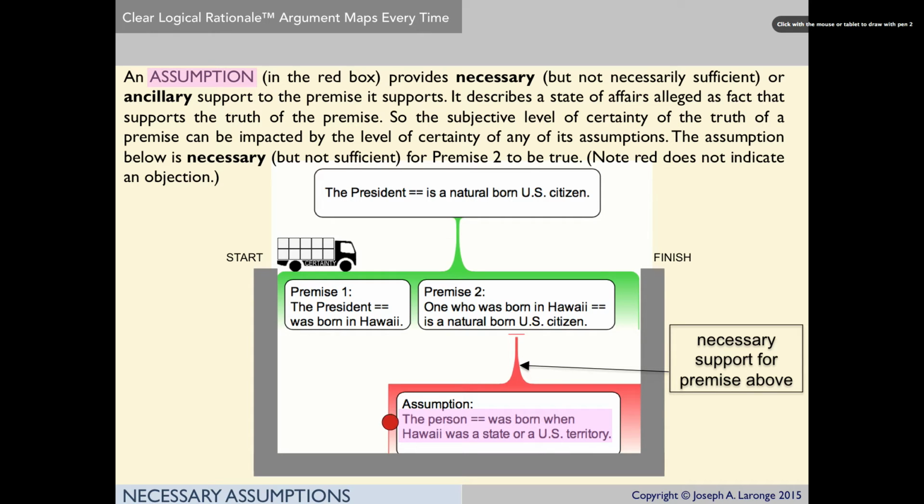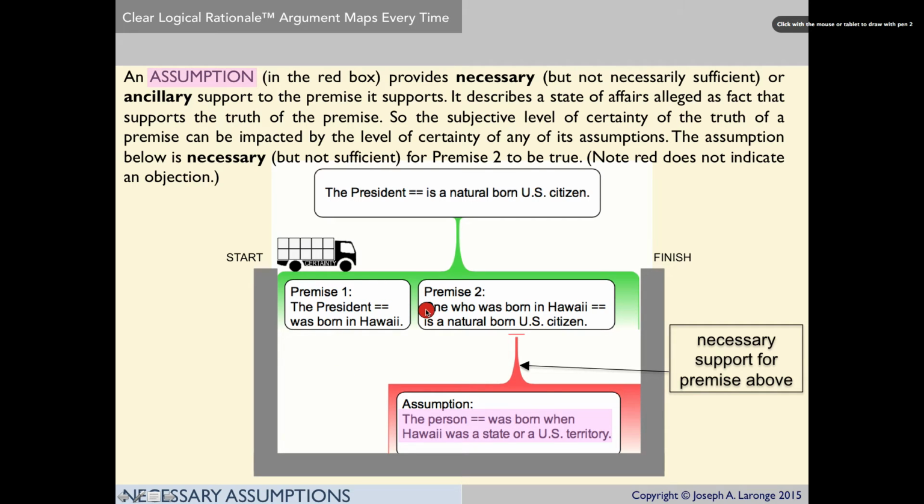So if I can show this is actually a necessary assumption, if I can show they were born in, I'll make up a date, 1800, I'm not sure when it was a U.S. territory, the truth of this premise 2 would be refuted. So that's how assumptions work. It's like another fact, in a sense, that would have to be true to help for this to be true, and that's true for necessary assumptions.